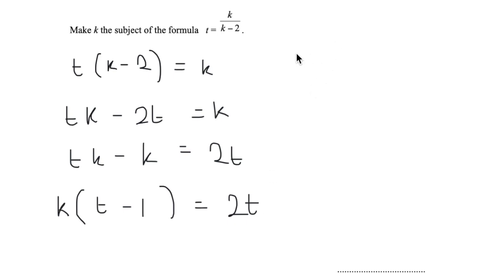And then our last step is we want k equals, so we're going to divide by this bracket. So we've got 2t divided by t minus 1. And that's your answer. Again, well done if you got that one.